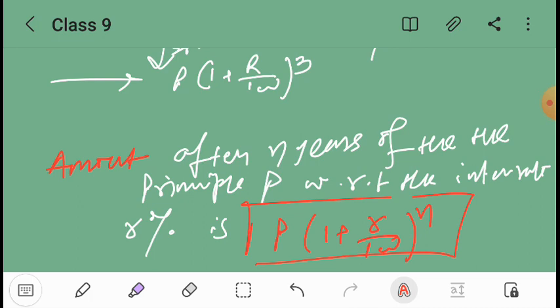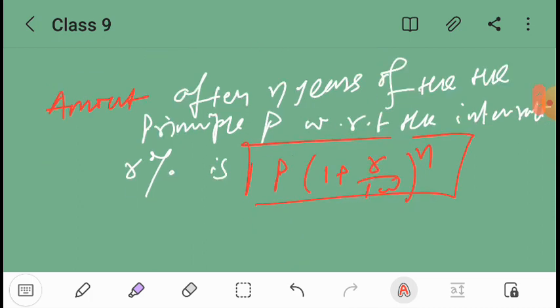Now, let's start with your exercise, that is exercise 2.1.